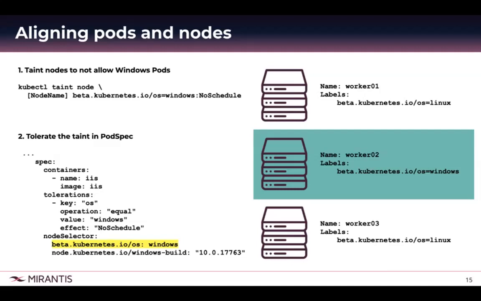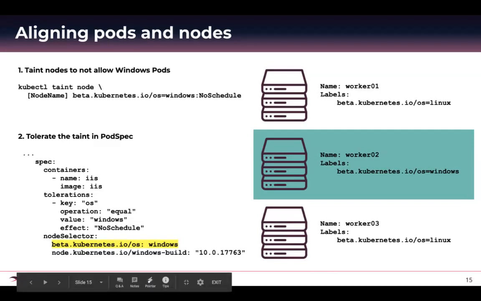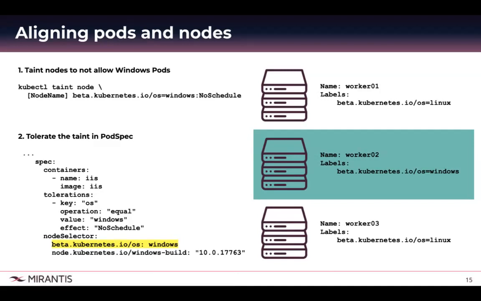Starting with kube 1.17, we also have the ability to have a node selector based on the windows-build label. You can see on the bottom, we have 10.0.17763. That is the build number of Windows Server 2019, that LTSC branch.